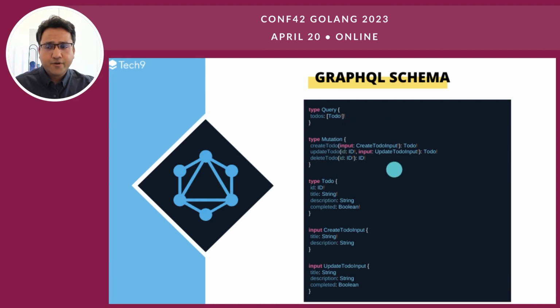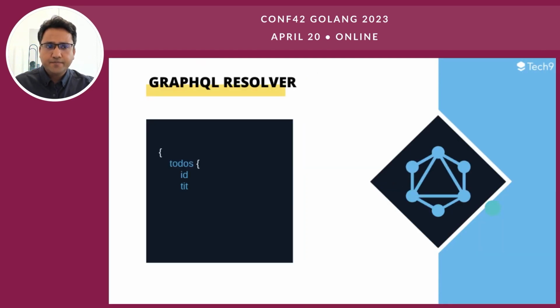Similarly, for mutation, what are the options we can perform? We can perform create to-do, update to-do, and delete to-do. Now this is all about the GraphQL schema. Now someone is going to say, okay, if I want to get the data or update the data, in our typical RESTful application, we used to create a controller, we used to create routing and everything. In case of GraphQL, instead of creating a controller and router, we need to mention the resolver.